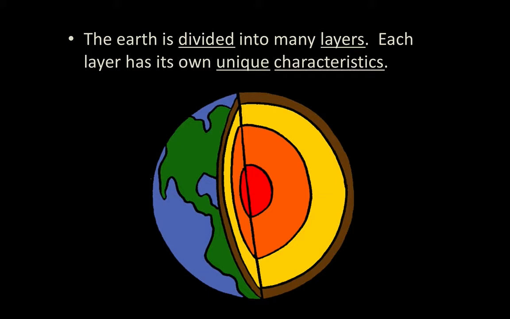The Earth is divided into many layers, and each layer has its own unique characteristics. Now, these layers form due to density differences, which we'll get into in more detail a little later on, but we end up with these distinct layers, okay? So we're going to use this chart about layers of the Earth on page 5 to go through and look at some of the characteristics and some facts about each of these layers.